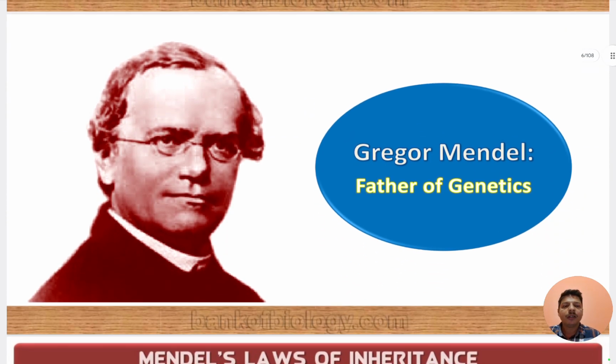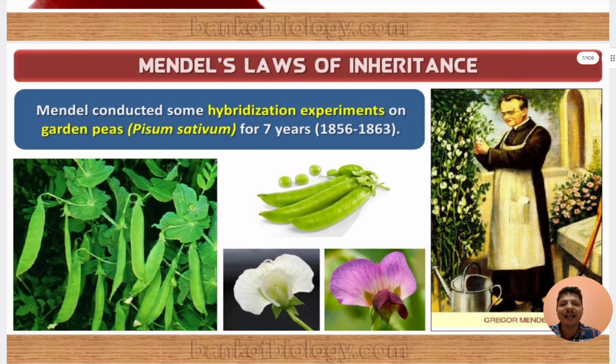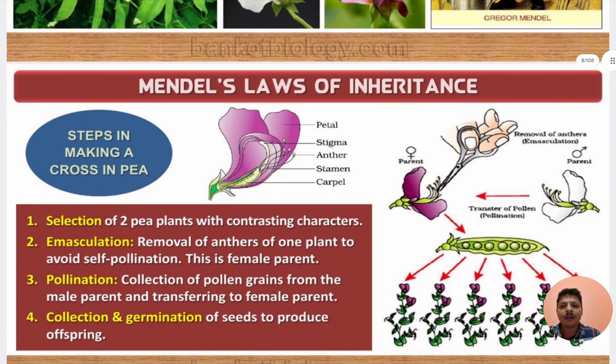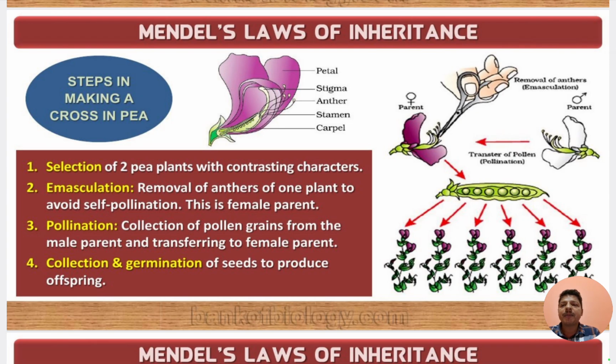Let's start. Gregor Mendel, father of genetics. And coming to Mendel's law of inheritance, Mendel conducted hybridization experiments on garden pea, that is Pisum sativum, for 7 years, 1856 to 1863. And now the steps in making a cross in a pea. As you all know, Mendel selected the garden pea plant for his experiments. So why he selected it and what process he followed to carry out these experiments.